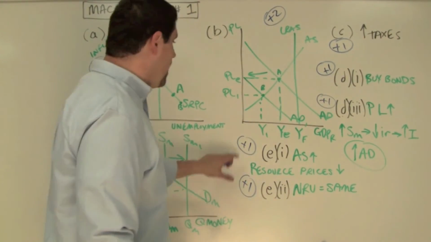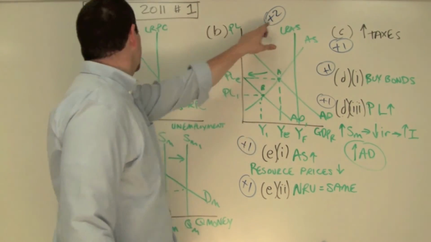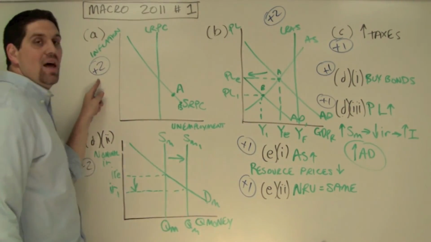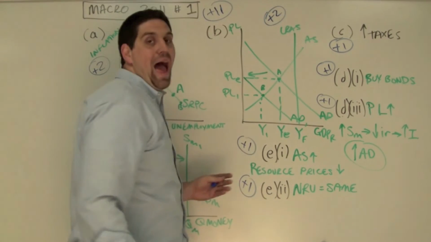So add it all up. 1, 2, 3, 4, 5, 6, 7, 8, 9, 10, 11. 11 points total. Add them all up, see how you did.